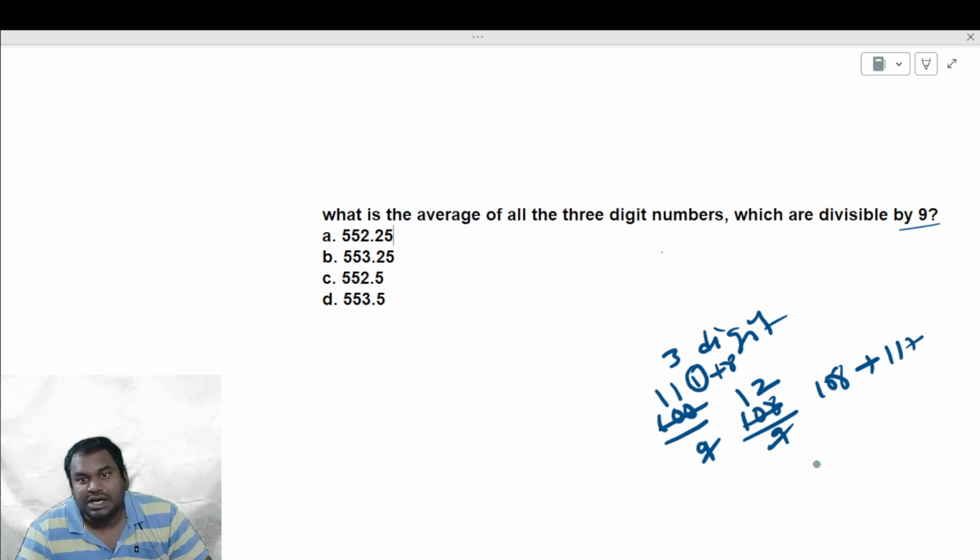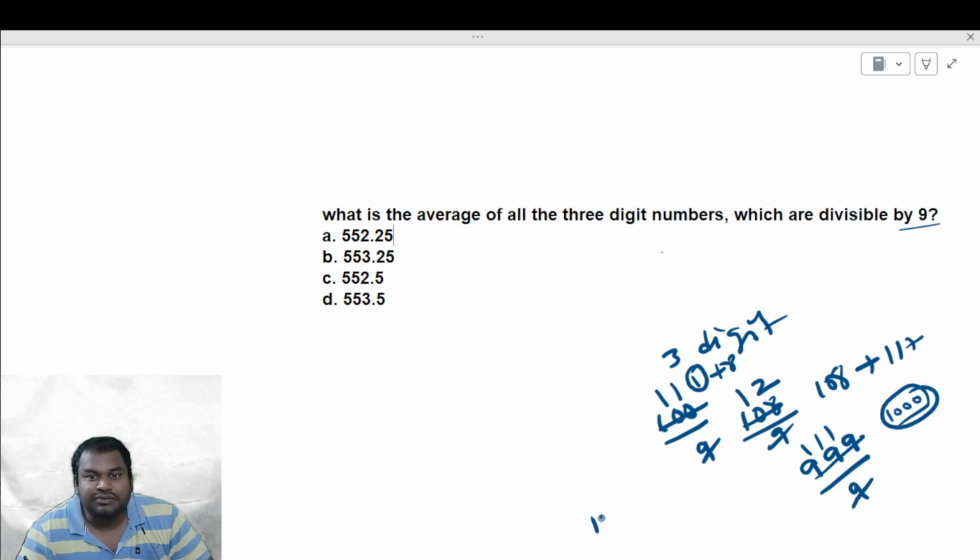And what is the last 3-digit number? 999. So after 999 you will get 1000. It is a 4-digit number. You should not consider this. So you check whether 999 is divisible by 9. 111 times, it is divisible. So you have to take 108 as the first number and 999 as the last number, divided by 2.